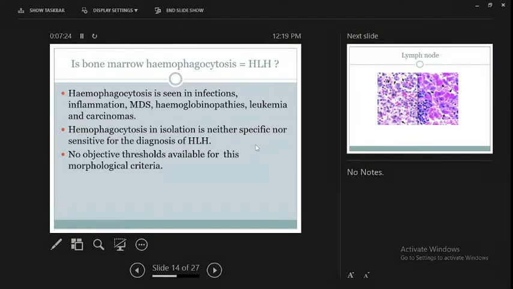And there is no objective threshold for this morphological criteria. For example, this number of hemophagocytic foci in 100 oil fields or something like that is not there. No numerical cutoff. Right? So that also makes decision making difficult if you don't have the other criteria together, and if the clinical context is not meeting with the HLH. Right?